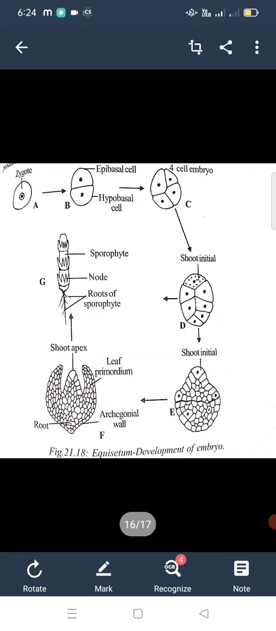So the largest cell of the 4 epibasal cells forms the shoot initial and the remaining 3 cells form leaf initials. The largest of the hypobasal cells forms the root initial and the remaining 3 cells give rise to the foot. The root initial multiplies and develops into roots, and the roots penetrate the gametophyte downwards and enter the soil, and the shoot initial multiplies and develops into the shoot.